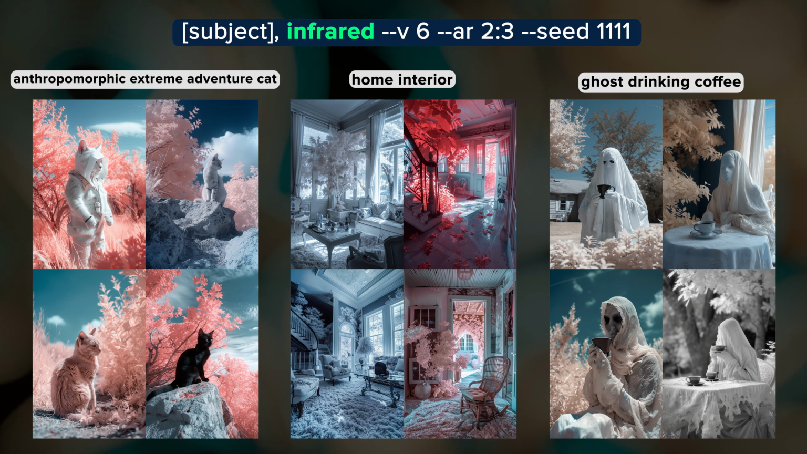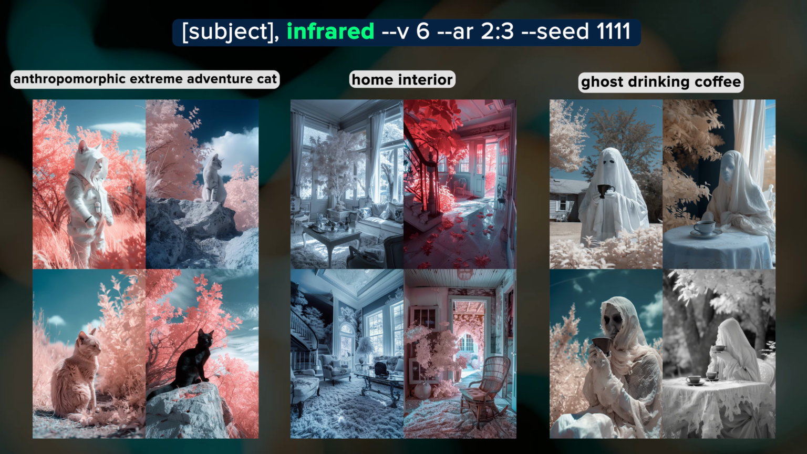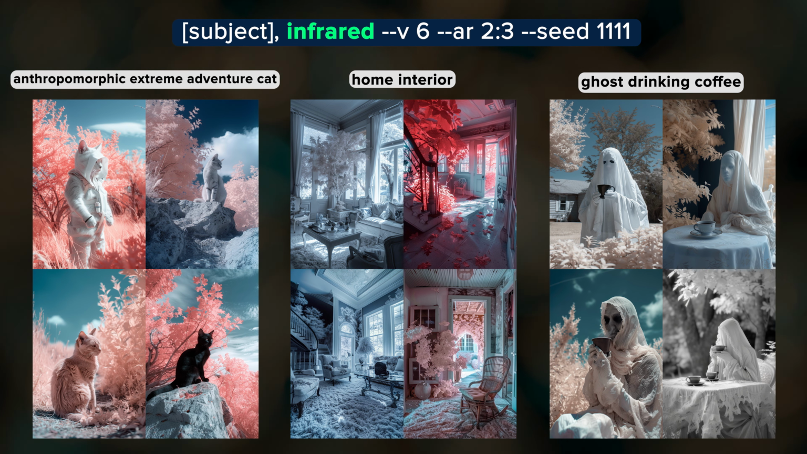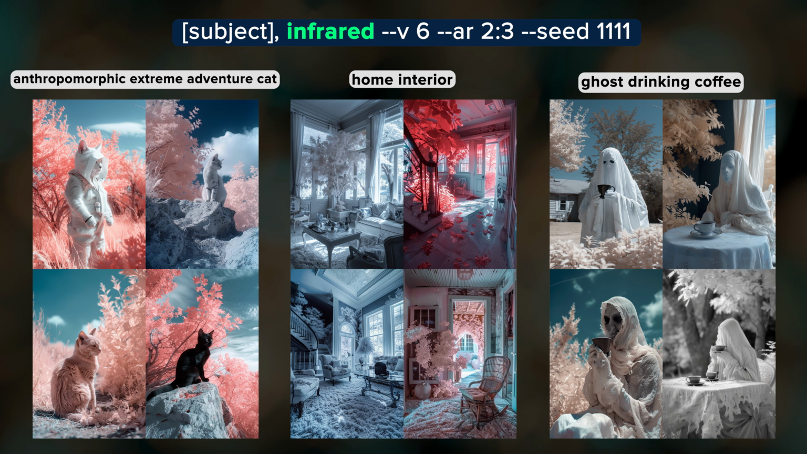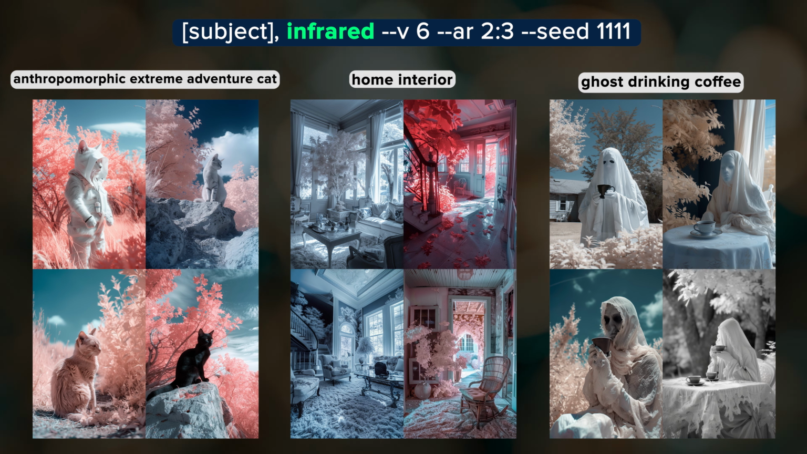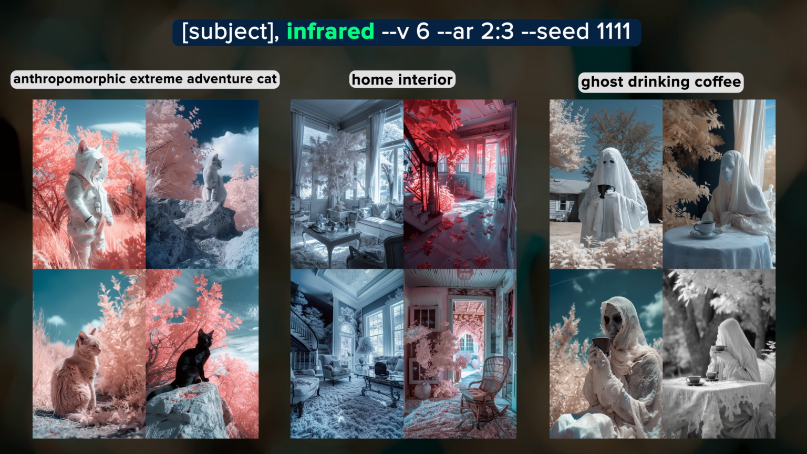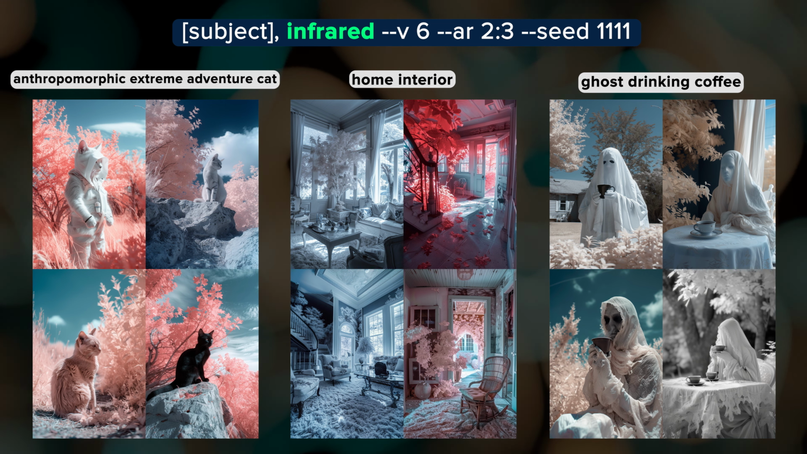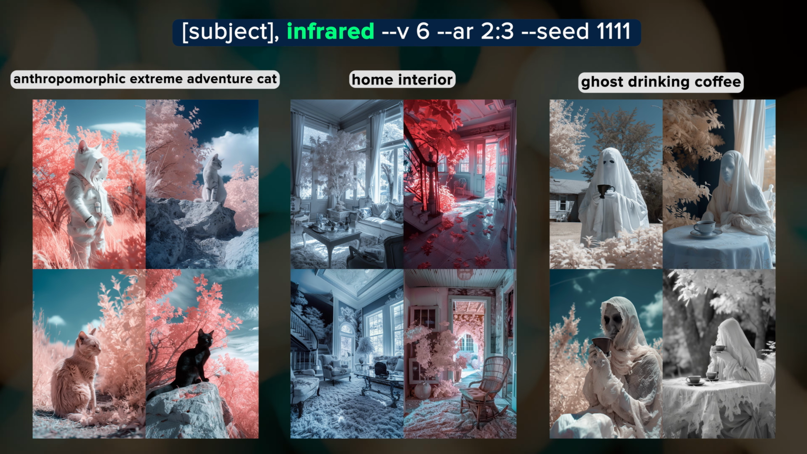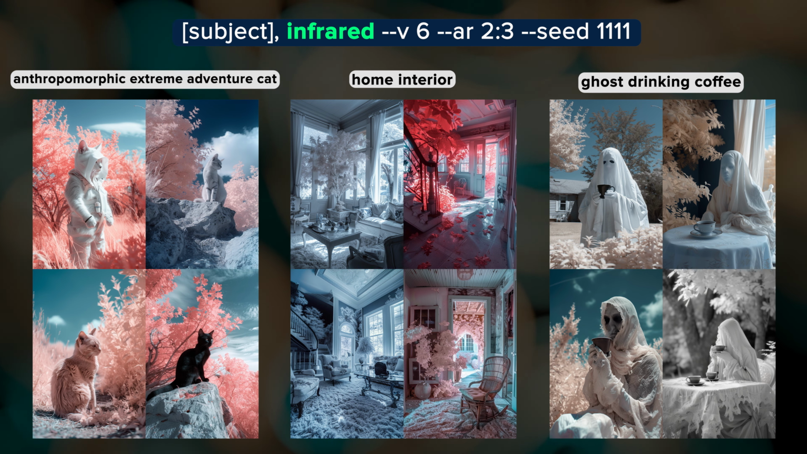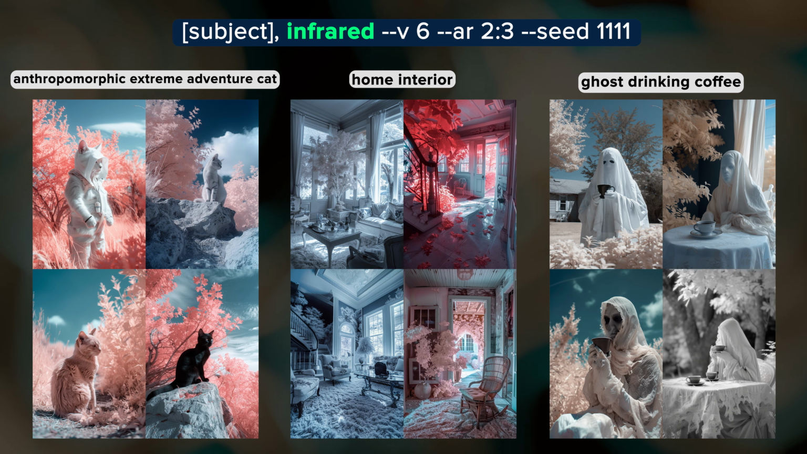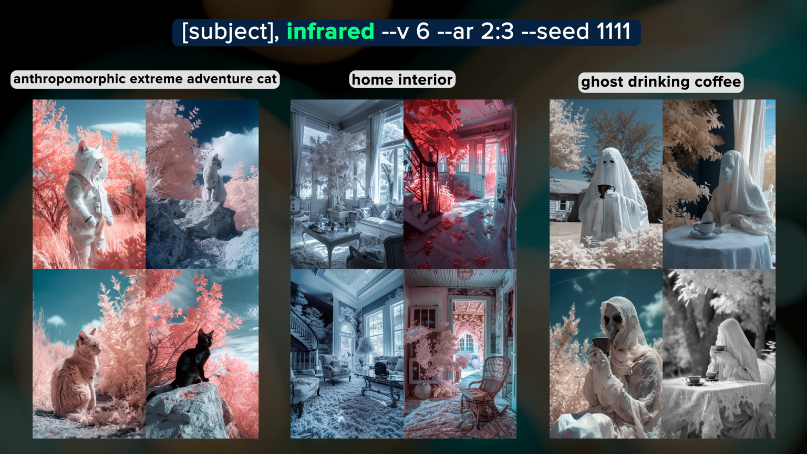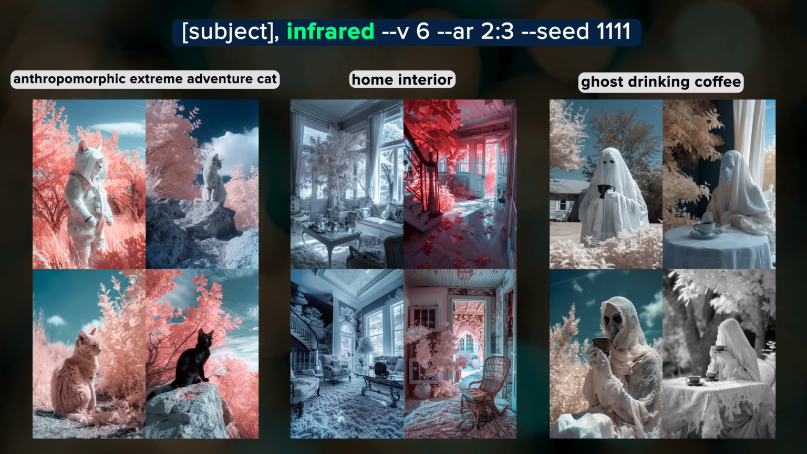The image results for our other 3 subjects also contain a lot of trees. Only one of the 4 cats is anthropomorphic, but they are all out in nature. I especially like the one in the upper left. The home interior images all contain trees, even the wallpaper of the one in the lower left has trees on it. And different from what we saw with styles in the previous video, most of the ghosts are outside in nature drinking their coffee instead of being indoors. This is a great style if you want a unique, surreal look and don't mind some foliage by default.